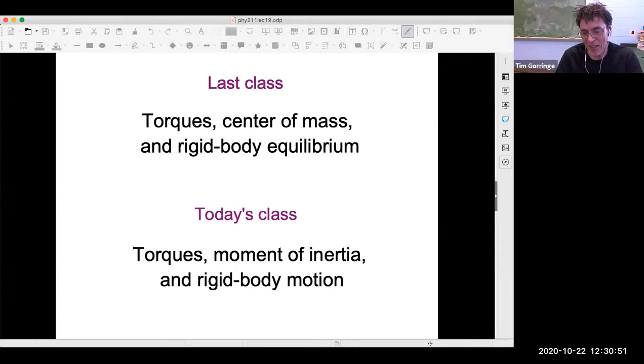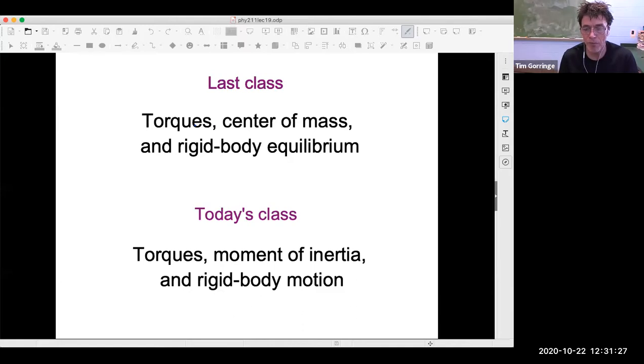Last class we started talking about rigid body motion, and we're going to continue the story of rigid body motion. If you remember, rigid bodies are just everyday objects with distributions of mass or matter. So in the last class, we discussed the particular case of rigid body equilibrium. And in today's class, we're going to move on to rigid body motion.